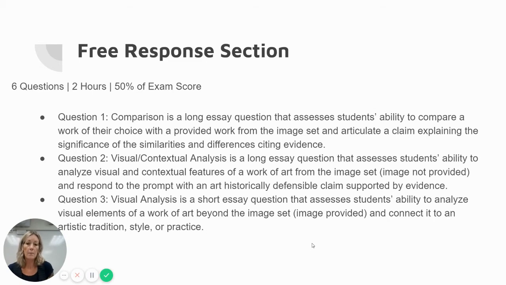Okay, so question number 3 is a short essay question, and it is about visual analysis, and it's about your ability to analyze visual elements in a work of art beyond the image set. And this is, how can you connect to tradition and style and practice? How can you, again, analyze it formally and visually, looking at elements, looking at principles, and come to conclusions about that art piece?